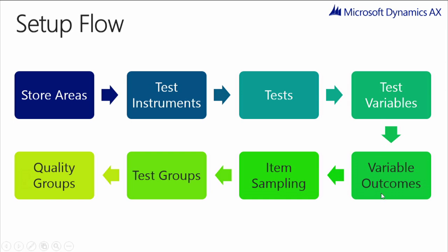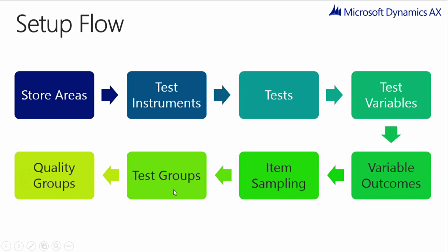Variable outcomes are linked to variables and are used to determine what options can be selected for the test results form. Next are item samplings. Item samplings determine how much inventory should be checked or tested. This is optional, but it's required if you want to use quality associations, which automate the quality management flow.